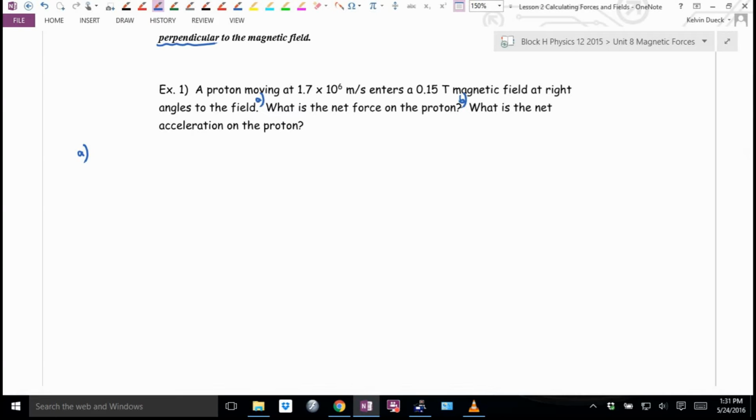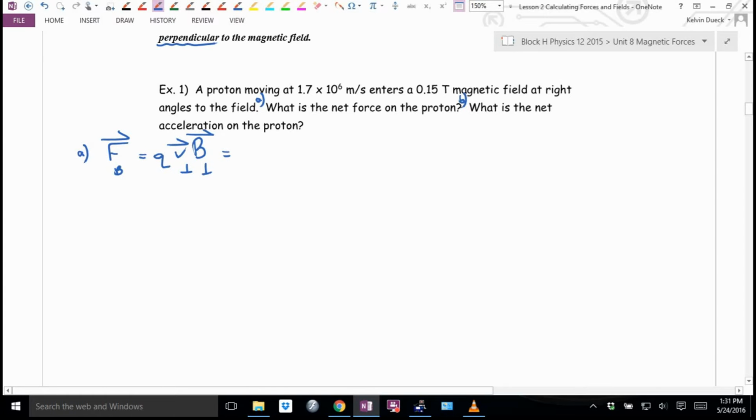The net force. Okay, so it wants me to find a force. What's causing the force? The magnetic field. So it wants me to find the magnetic force, FB, which our new equation says is equal to qvB as long as the velocity and the magnetic field are perpendicular to each other. Spencer, are they perpendicular to each other? Yes. It does say at right angles. Okay, then it's plug and chug.